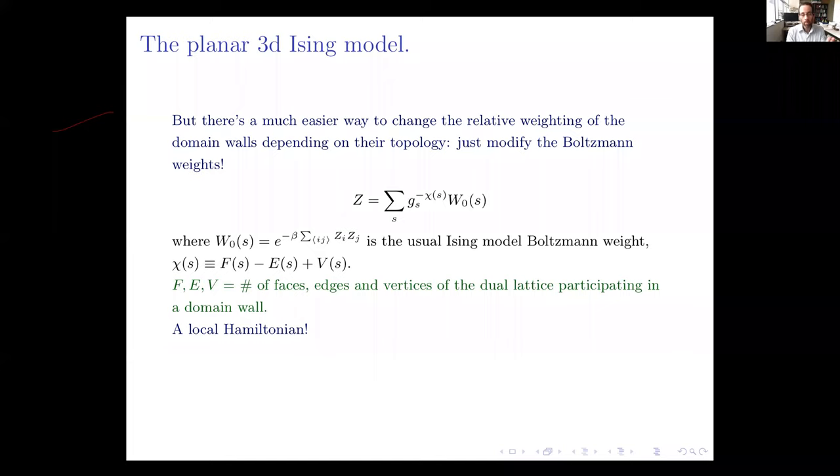And an important point is that this is a local Hamiltonian, right? This number of faces, you just do a sum over the whole lattice a single time. It's just a local modification of the Ising Hamiltonian. It requires a little bit of refinement, at least on the cubic lattice, which is analogous to this ambiguity that we saw earlier.